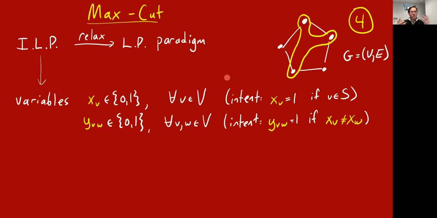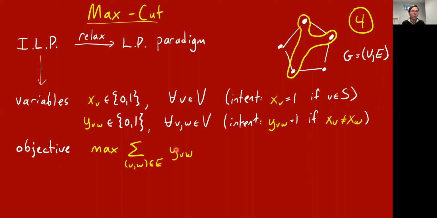But now we need to start talking about whether or not S cuts various edges. And so, inspired by the min cut LP we talked about in the last lecture, you would be motivated to introduce variables yvw for every pair of vertices v, w that are supposed to be 0 or 1. And again, the intent is that yvw should be 1 when x, thought of as a cut, actually cuts the edge vw. Or in other words, yvw should be 1 if and only if xv differs from xw. So that's going to be tricky to enforce with linear constraints, but let's just go on for now.